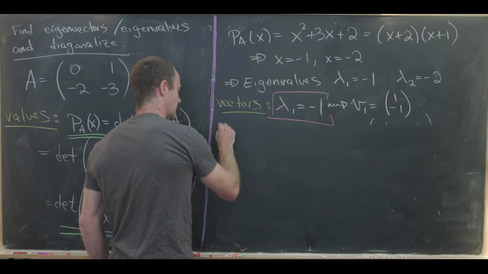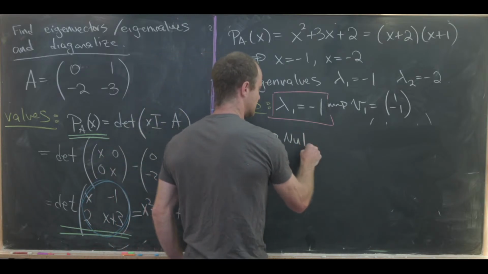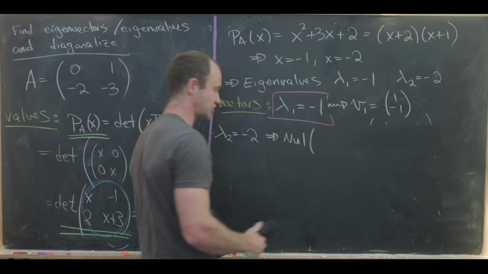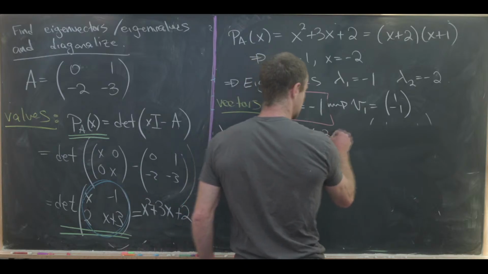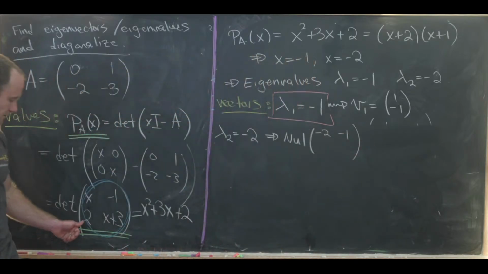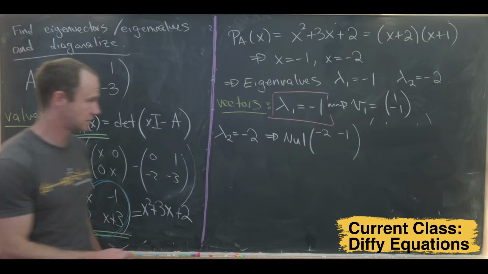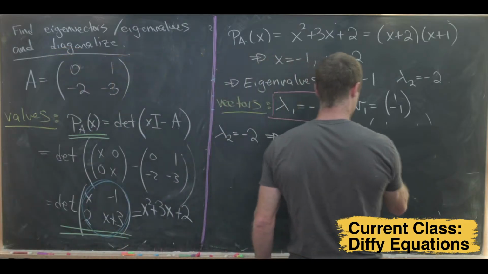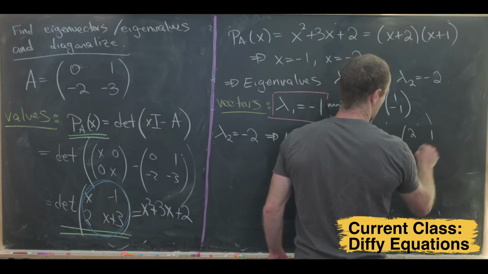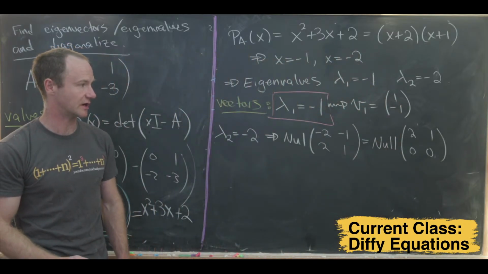Okay, so let's do lambda 2 equals negative 2. So that means I need to look at the null space of, let's just jump right to the matrix. It's going to be this matrix with negative 2 plugged in for x based off of what we saw. So that's going to give us negative 2, negative 1, 2, 2, 1. Great. But that row reduces pretty easily to 2, 1, 0, 0. Now that's not reduced row echelon form, but for our purposes that's good enough.